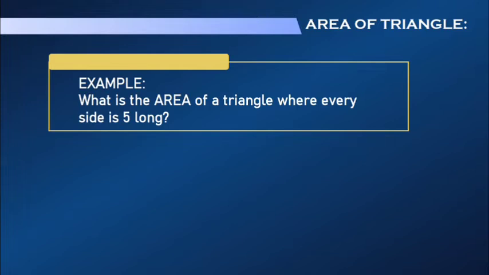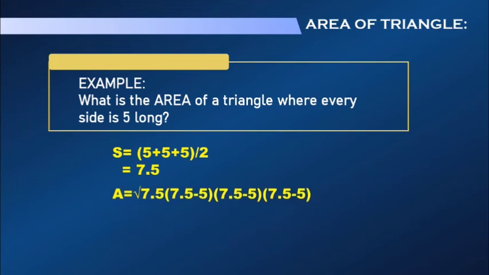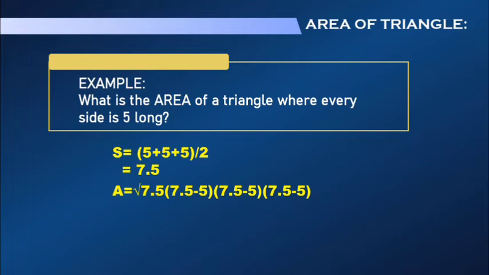For example, what is the area of a triangle where every side is 5 long? We'll first calculate the S. 5 plus 5 plus 5 over 2, so that would be 7.5. Since we already have half of the triangle's perimeter, we can now calculate the area. That would be the square root of 7.5 times 7.5 minus 5, 7.5 minus 5, and 7.5 minus 5. We're just going to simplify that. That would be the square root of 7.5 times 2.5 times 2.5 times 2.5.